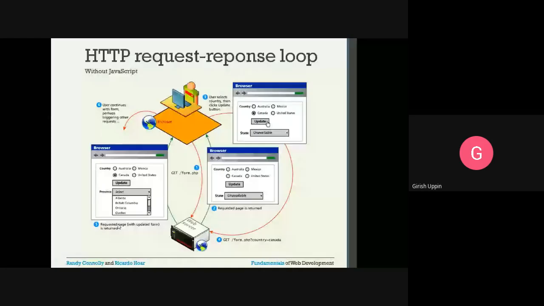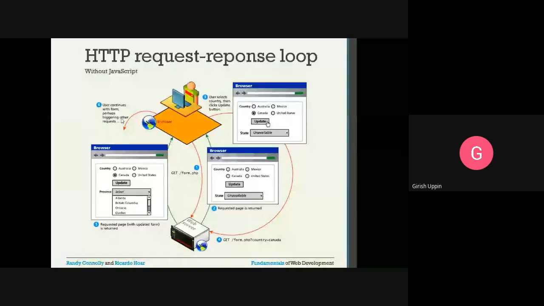Using this query string where the country is Canada, maybe the data is stored in the database. We will make a query to the database and get all the provinces that are in Canada, and we populate this particular control with that list of values, and then the server responds back with the updated form. Then this updated form is shown to the user. So that is how the complete flow goes here.